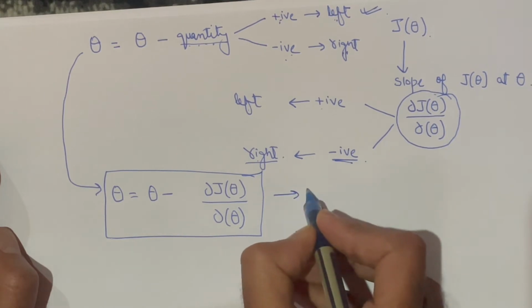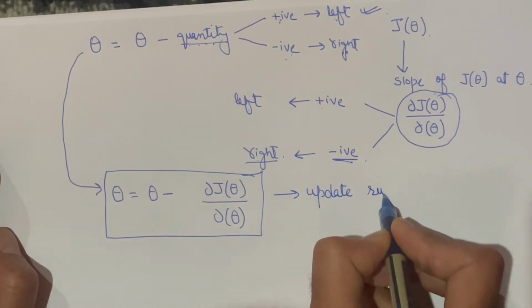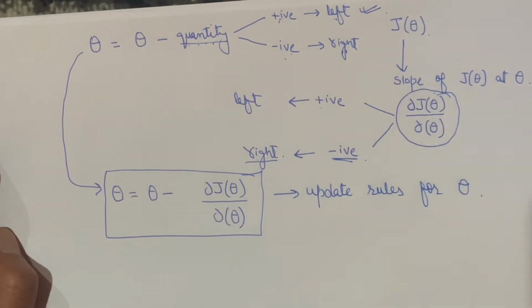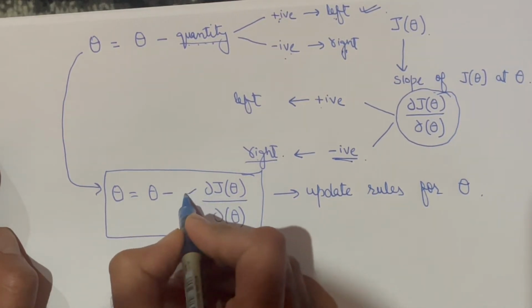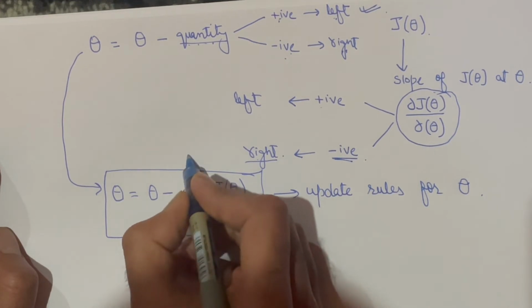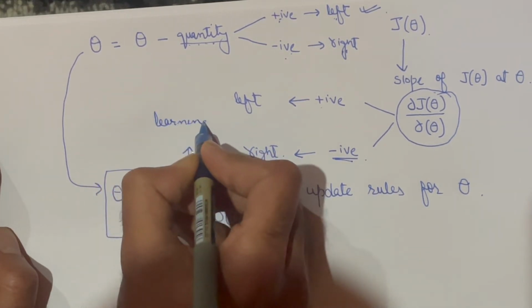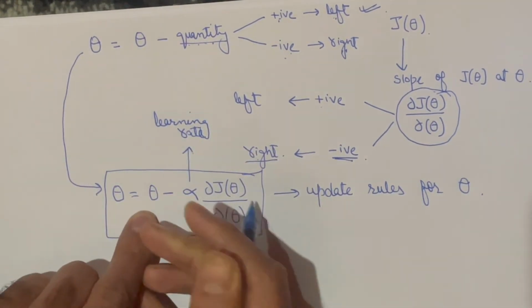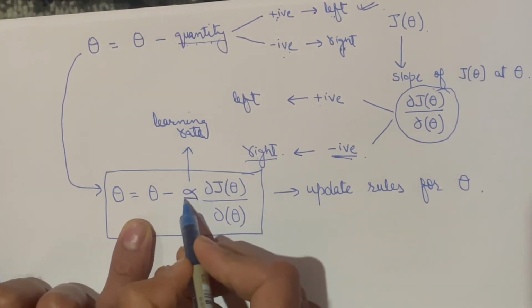Update rule for theta. Or we usually write theta is equal to theta minus alpha times this quantity. Alpha is also called the learning rate. We will discuss this learning rate as well. This is the learning rate. It will say how big the jumps are that we are making, this alpha.